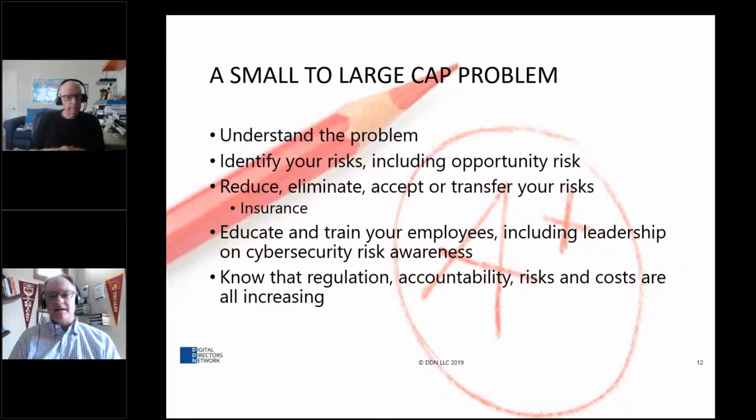ERM, the Enterprise Risk Framework, wasn't designed with this level of systemic risk in mind. So part of what DDN's doing with some leading companies is building out a new risk oversight framework, focused on systemic risk oversight and educating people to those issues.